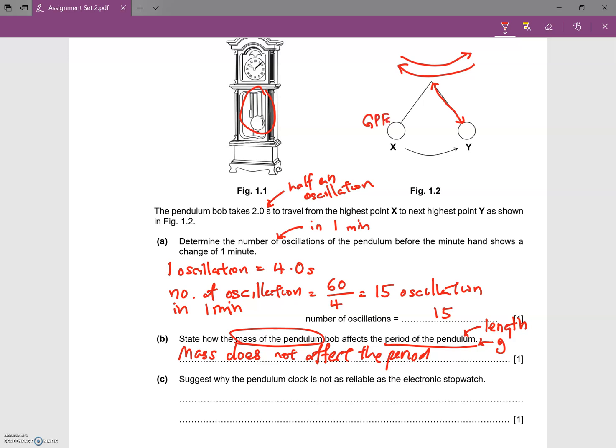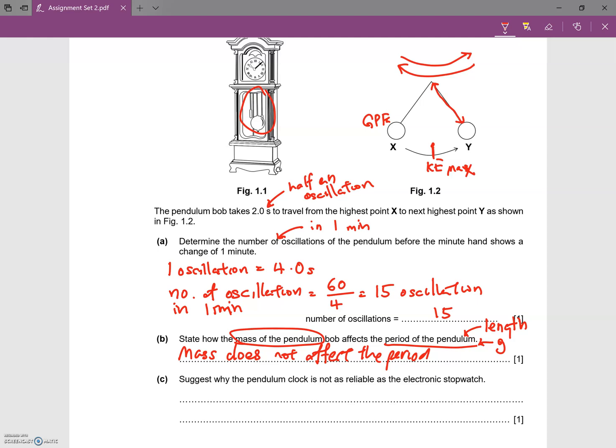When it starts moving across, the GPE is converted to KE. At the lowest point over here, the KE is at the maximum. Then when it goes back up, it converts back to GPE. So GPE to KE to GPE, and then it will come back. So it's about conversion of energy. If there's no energy loss, the system will be reliable and it will just keep going on.